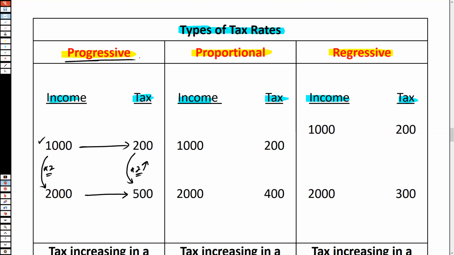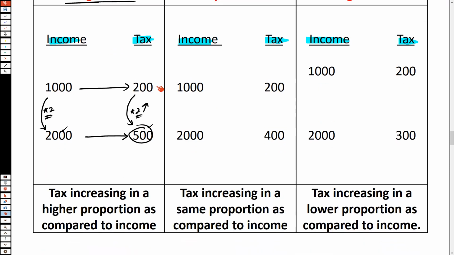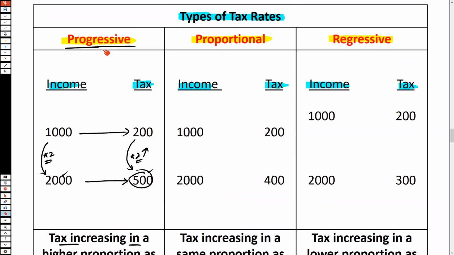Under the types of tax rate, we have discussed progressive tax rates. Let's say your income level was 1000. At that time you were paying tax of 200. Your income increased to 2000, but your tax has increased to 500. On this amount you are now paying 500. Then you compared that your income has increased in a proportion of 2, but your tax has been increased with a higher proportion as compared to income. So such tax rates are termed as progressive tax rates. Tax increasing in a higher proportion as compared to income, so such tax rates are termed as progressive tax rates.